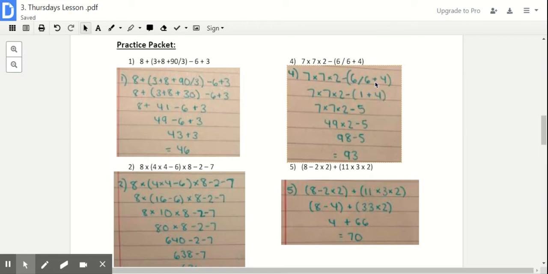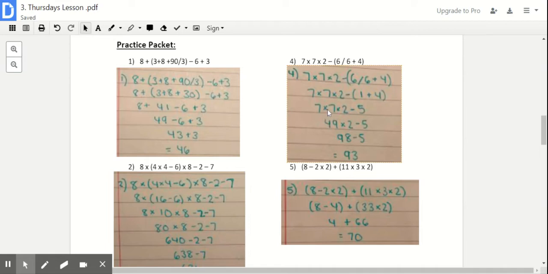So I need to do 6 divided by 6 first, which leaves me with 1 plus 4 in the parentheses. So I'm carrying everything else down, making sure my work is neat and organized, and then I'm moving on from there. I'm solving for what's in the parentheses. So 1 plus 4 equals 5, bringing again everything down.